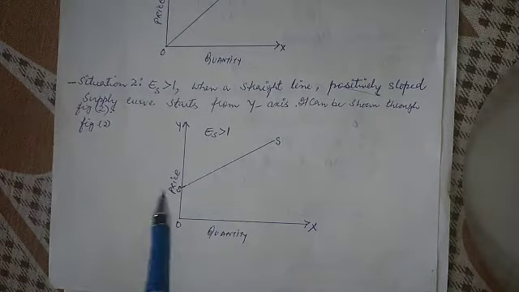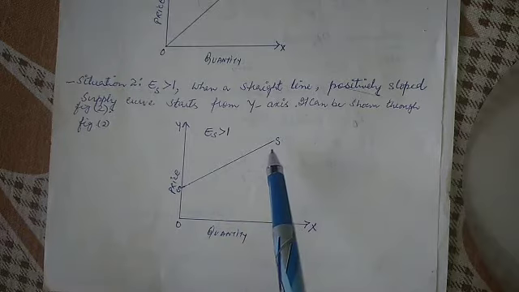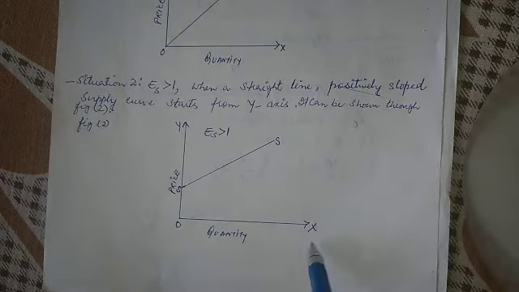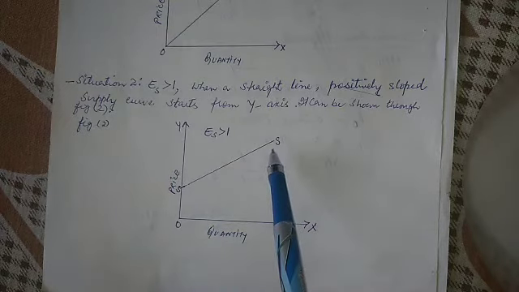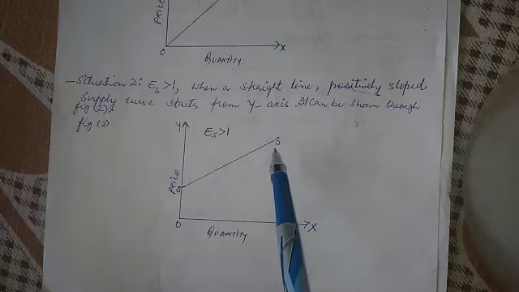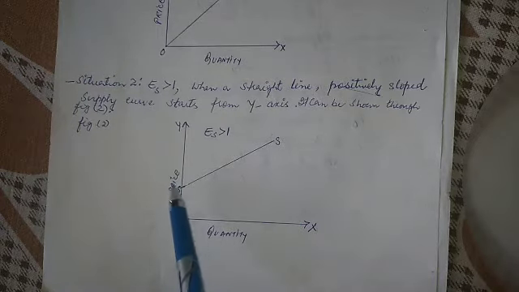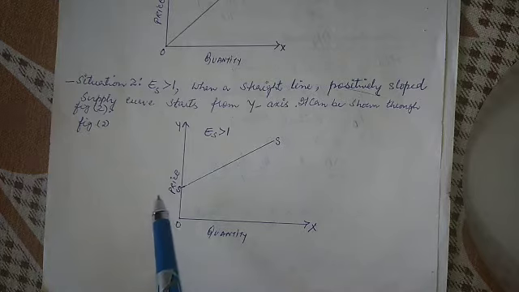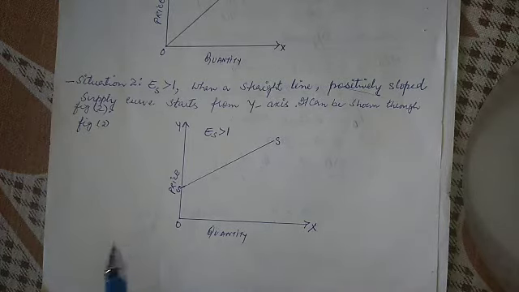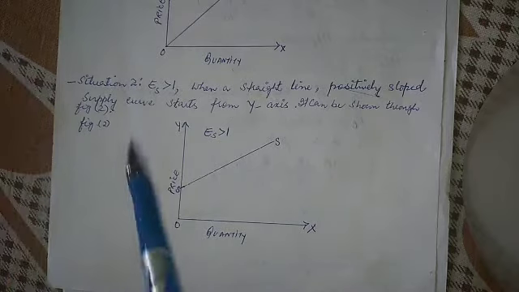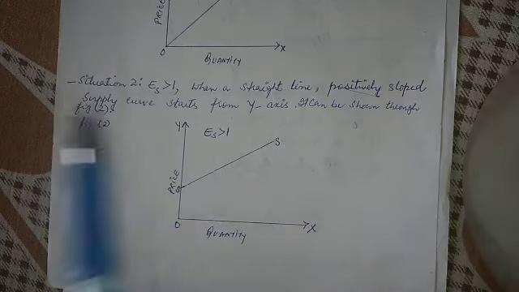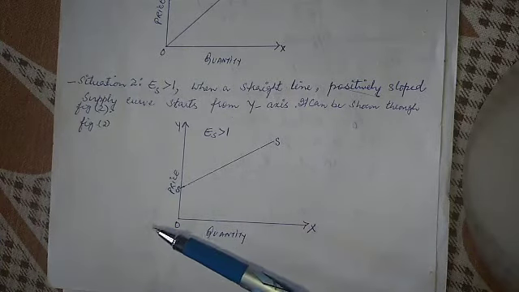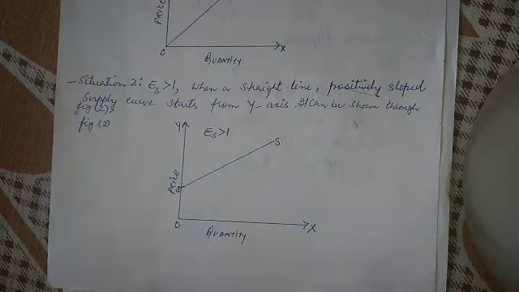Now, the second situation here is, when a straight line positively sloped supply curve starts from y-axis, this is the x-axis, this is y-axis, we can say the elasticity of supply is greater than 1. So, a straight line upward sloping supply curve shooting from y-axis always shows the elasticity of supply is greater than 1 irrespective of the angle it makes. This is the second situation.